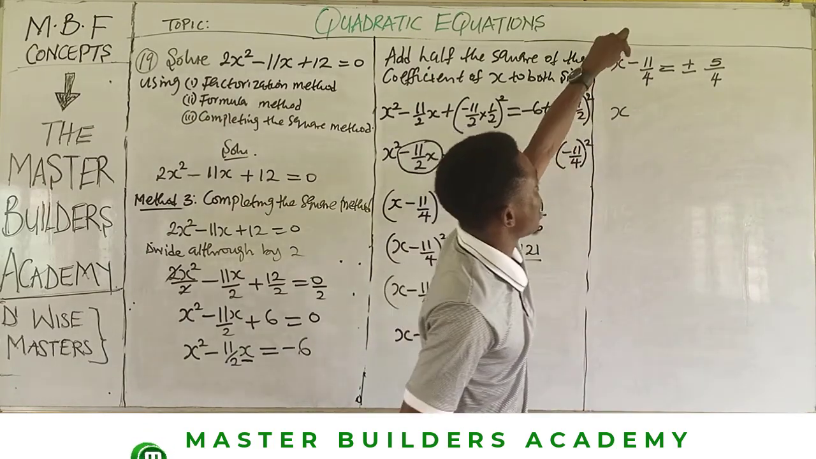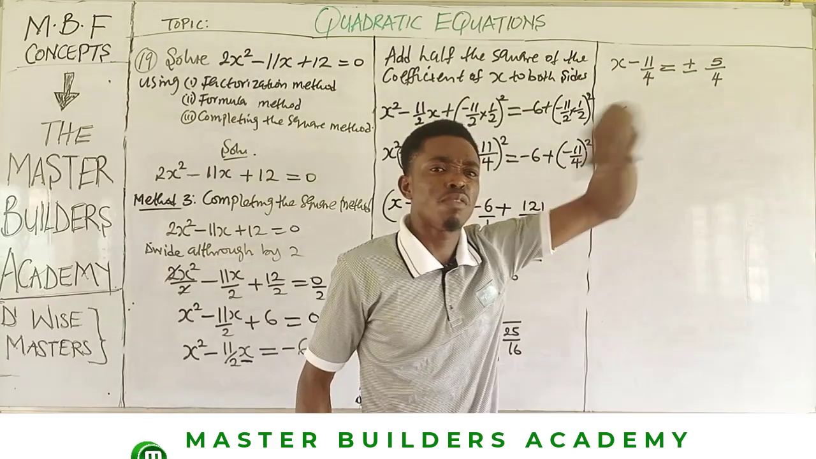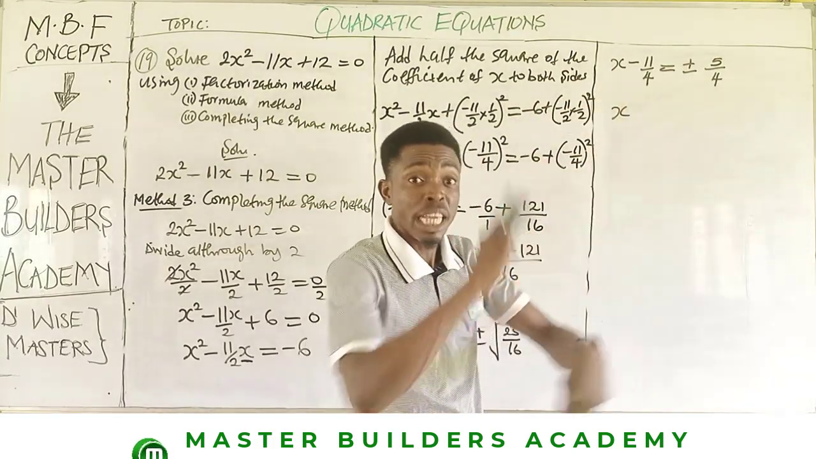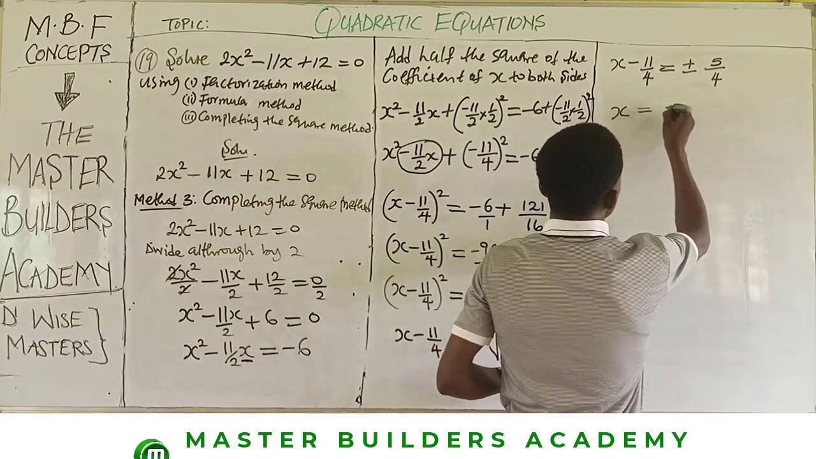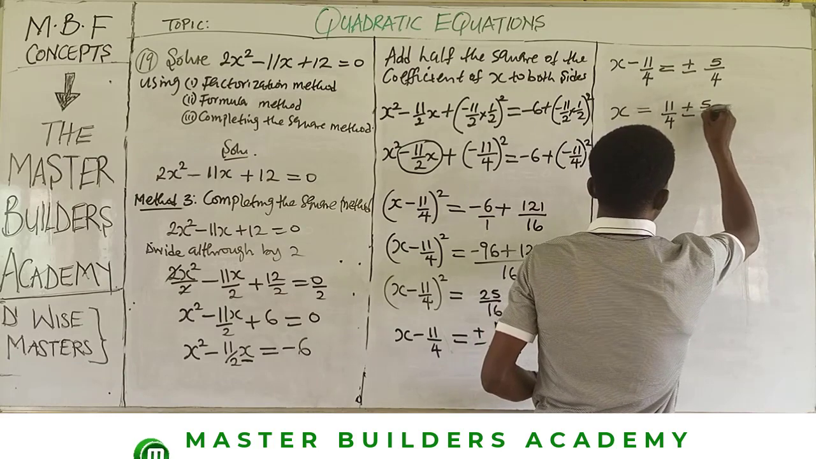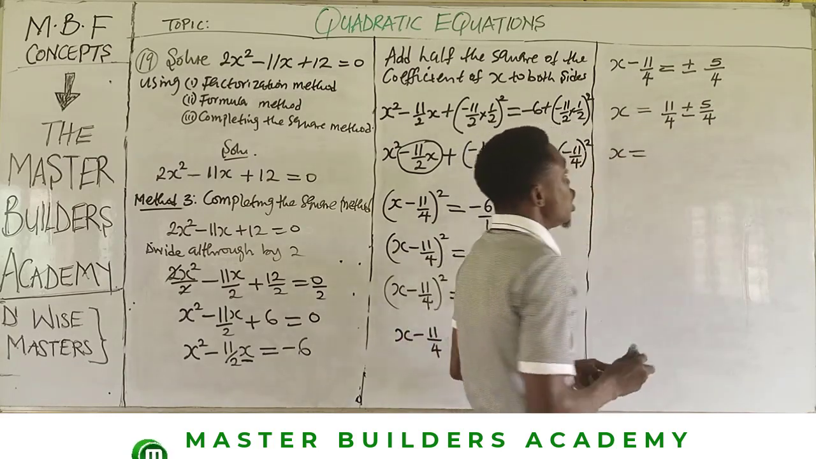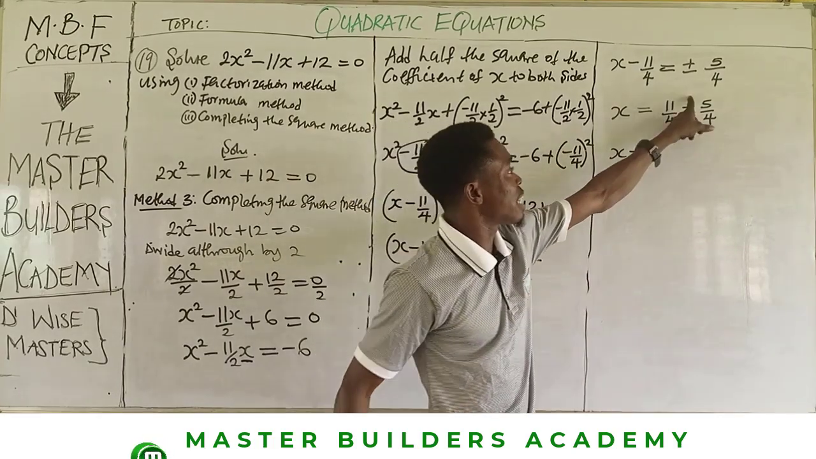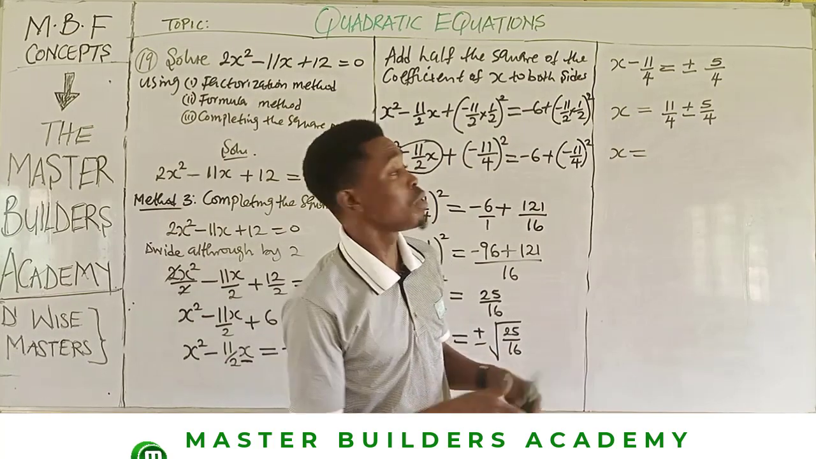Here, to make x the subject of the formula, we are simply going to take minus 11 over 4 to the right hand side, and when minus 11 over 4 crosses from the left to the right, it becomes plus 11 over 4. Then this will have given us 11 over 4 plus or minus 5 over 4. Now at this point, all we simply need to do is to share the sign that is in between them. And how do we share the sign?